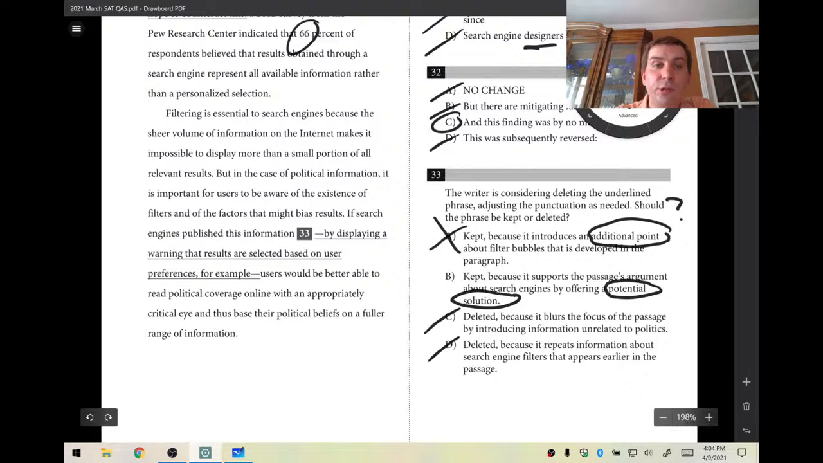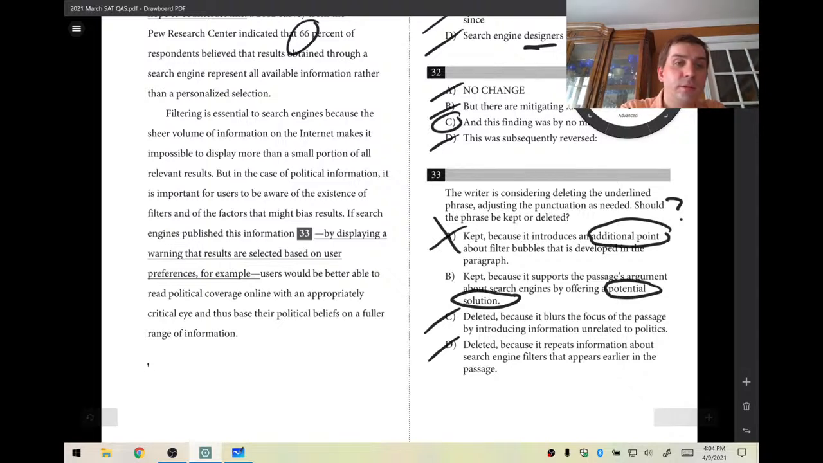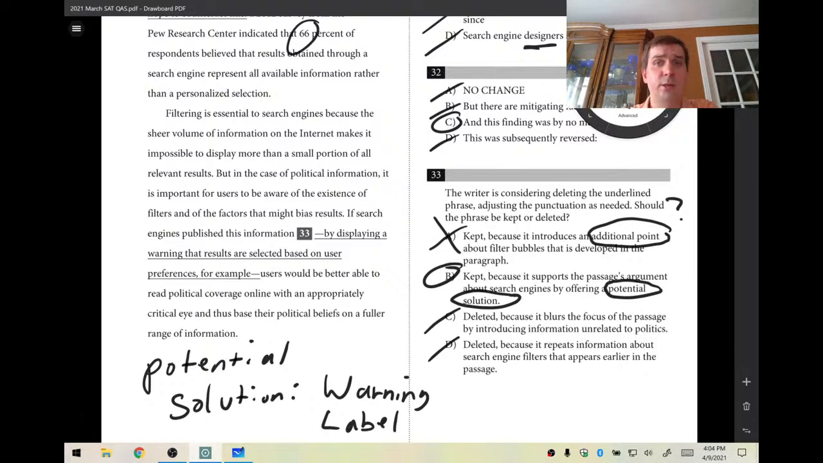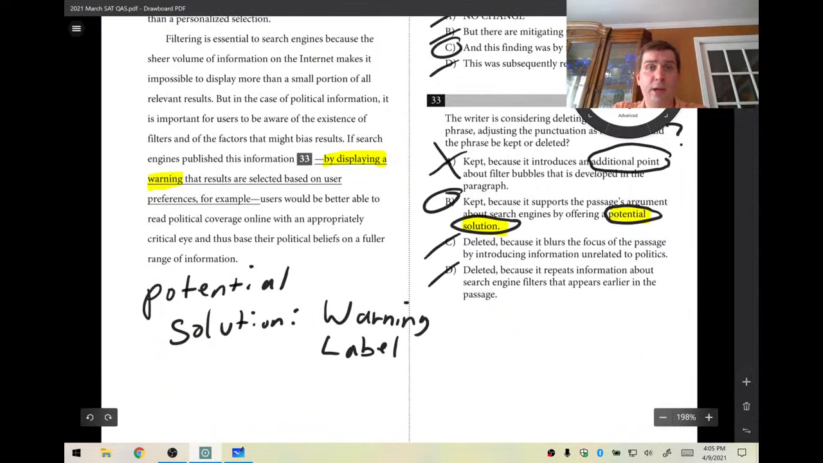What's the potential solution? A warning label. So a warning label would be a potential solution. That's the correct answer. The potential solution in the passage they were asking you about is right here. Displaying a warning is a potential solution to the problem. So that should be kept for that reason.